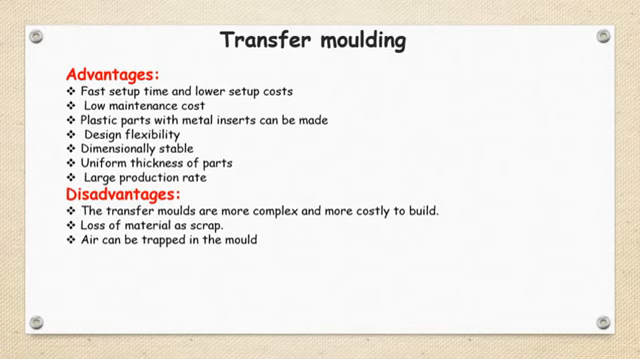Disadvantage: the transfer molds are more complex and more costly to build. Molds, I'm saying. And the loss of material as scrap is more, because the runners, gates and sprue will be the materials which are trimmed off from the component. That's why there is loss of material. The last disadvantage is that air can be trapped in the mold, because whatever you are applying pressure through the sprue, that raw material is coming into the cavity. That's why there may be chances of trapping air. This is also one of the disadvantages of transfer molding.